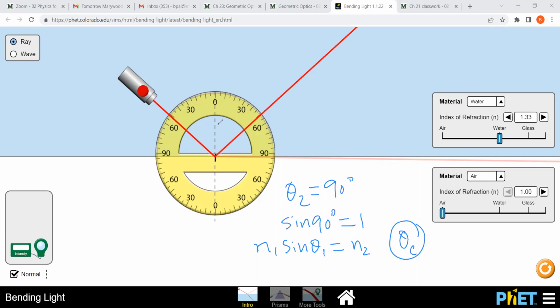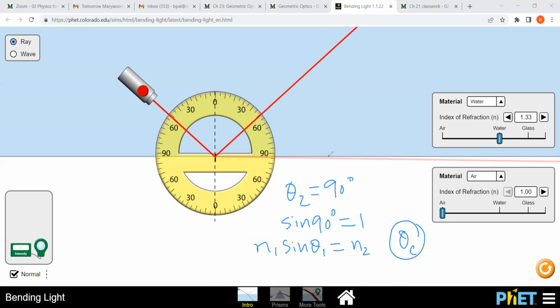We can calculate exactly what the value of the critical angle is for this case. The critical angle is the angle such that when the light is incident at that angle, the refracted angle is 90 degrees, or the refracted ray is parallel to the surface. Remember that when the light is incident at the critical angle, the angle of refraction is 90 degrees. That means this refracted ray is parallel to the surface.